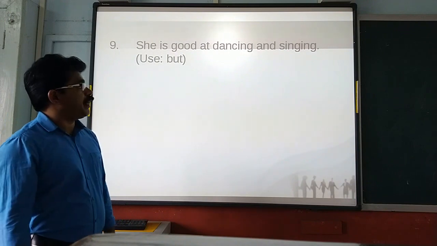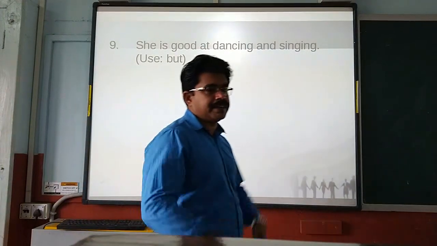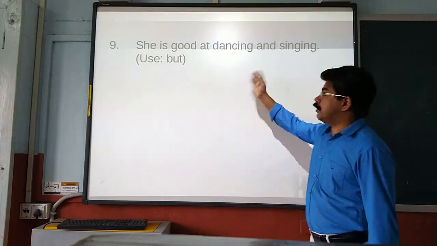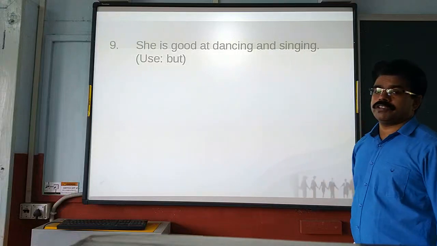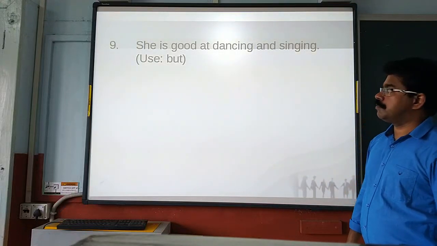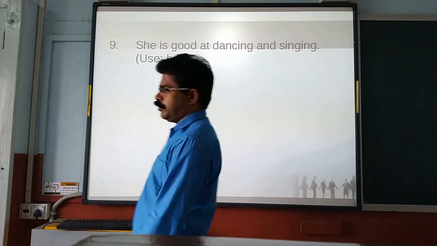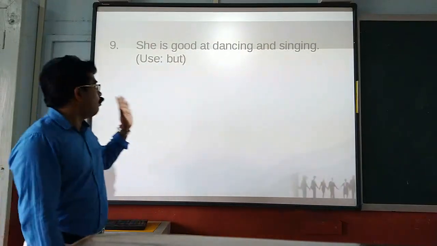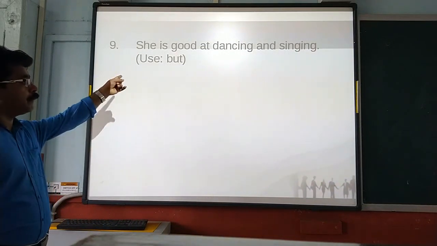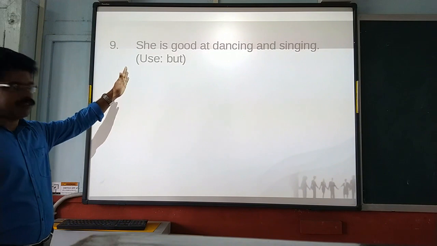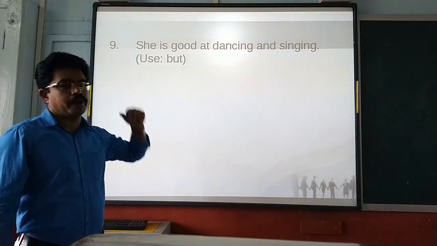She is good at dancing and singing. Dancing and singing. Now the instruction word is given, use but. We have done questions like these in the previous class. But what type of answer do we get here? You can just recall in your mind and see what type of sentence you use. She is good at dancing and singing. Now you may have used and, but your instruction is given there. You have to use but. How will you do?